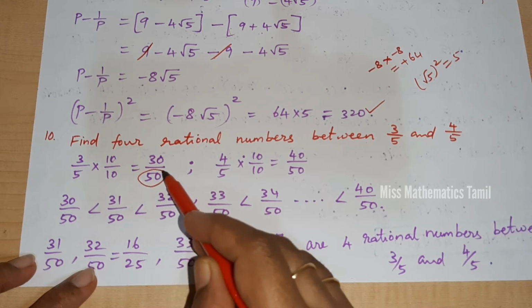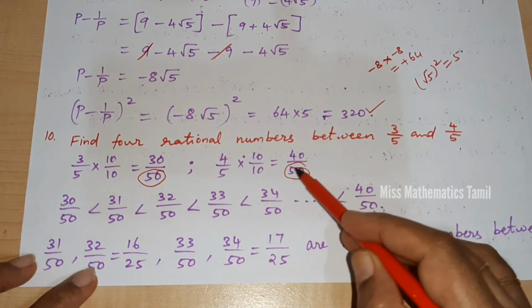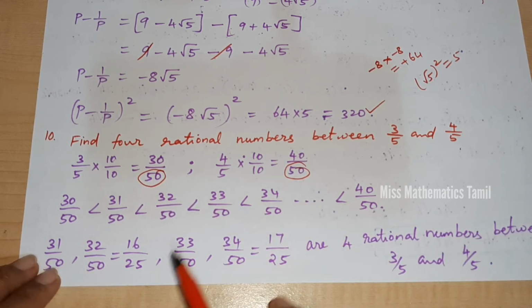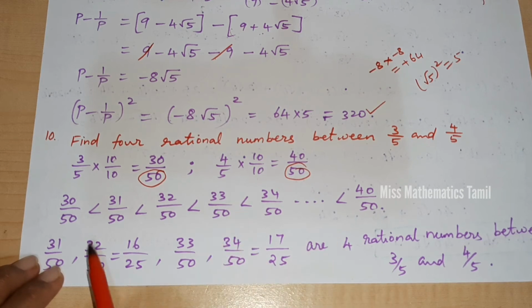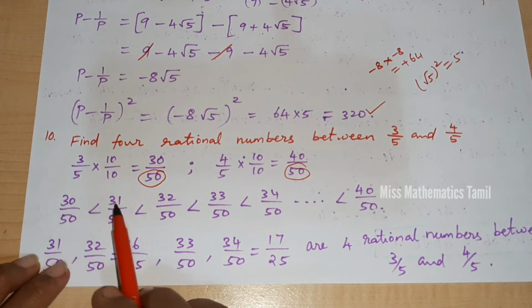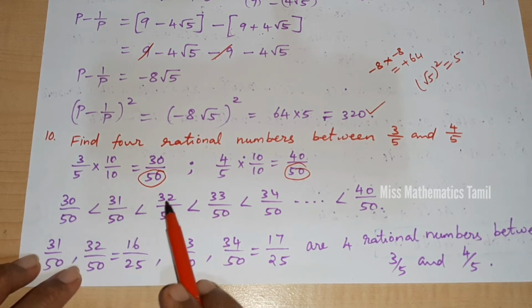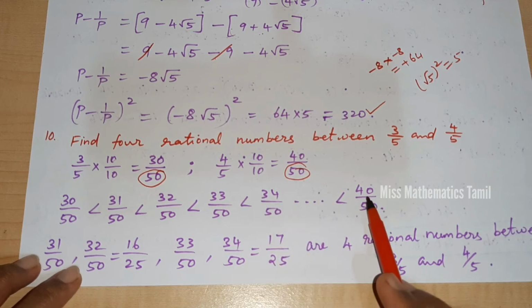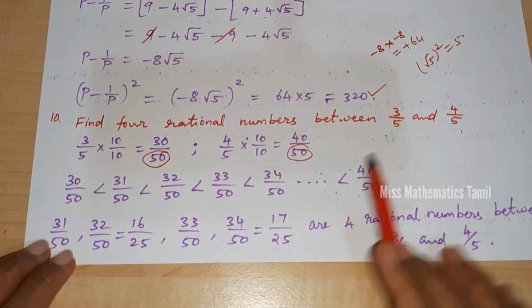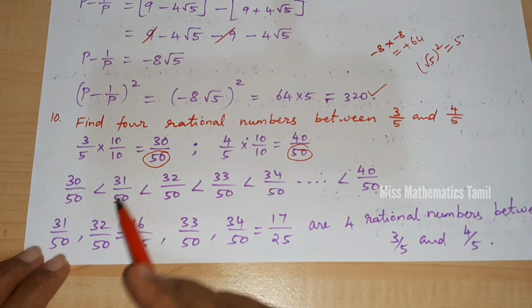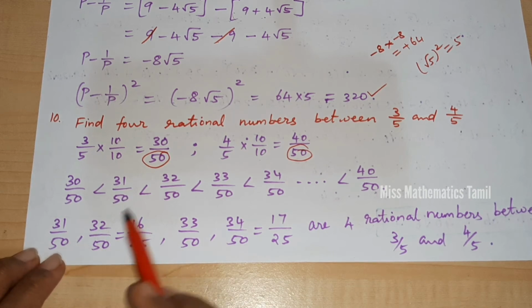After multiplying, again I am checking here 50 and 50. Same denominators are there. So next number I can write 30. After 30, 31, 32, 33. It goes on up to 40. Okay. So I am taking 31 by 50.